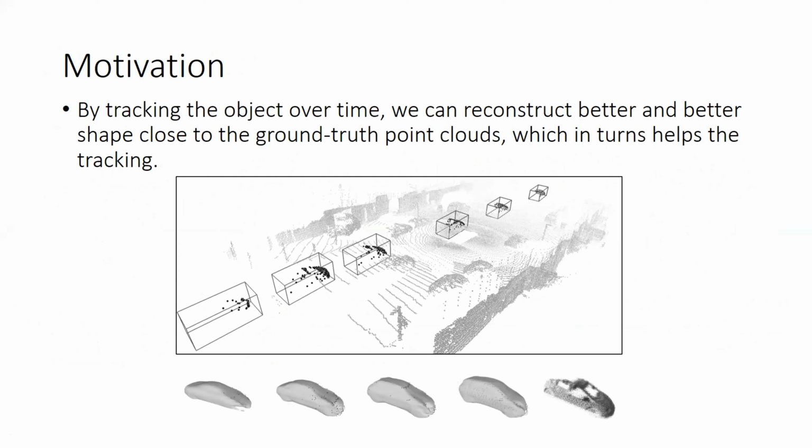And also, this shape prior in turn could help the tracking, especially when the point clouds are sparse. So we need a very good prior and model to regularize this motion. So we can do the shape reconstruction and the tracking at the same time. We want to integrate these two tasks into one single method.